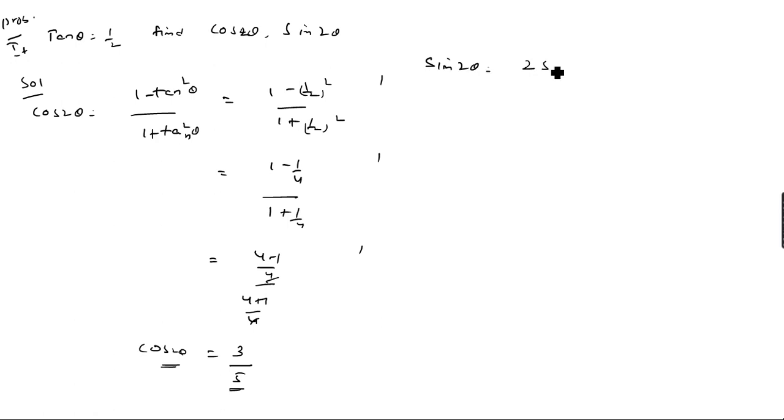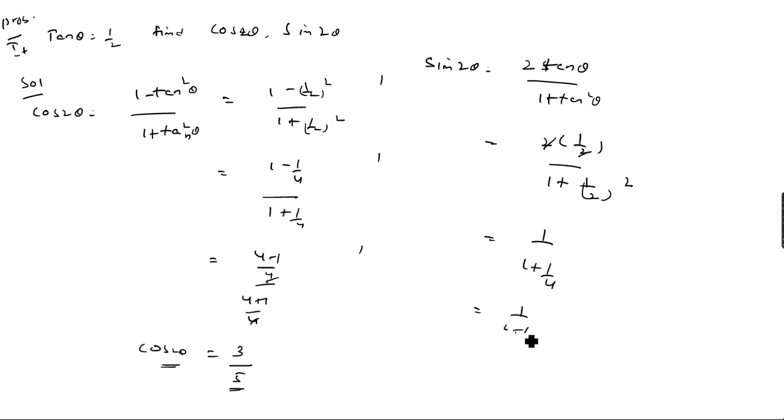And sin 2 theta, what is the formula for sin 2 theta? Sin 2 theta can be written in terms of tan, nothing but 2 tan theta by 1 plus tan square theta. So we get 2 into tan theta, the value of tan theta equal to 1 by 2, by 1 plus tan square theta, which is 1 by 2 whole square. This 2 is cancelled and we get 1 by 1 plus 1 by 4. This is nothing but 1 by 5 by 4, so this is nothing but 4 by 5.